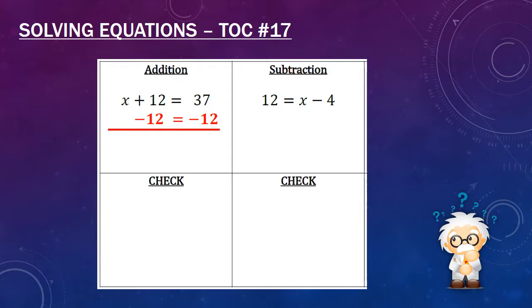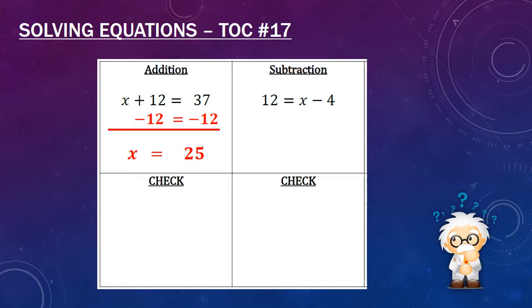Once I do that, 12 minus 12 is the inverse property, and it equals 0. So on that side, I'm left with just the x, which is what I want, and 37 minus 12 is 25. Now, once I have done that, I get my value. My answer says that x is 25. So the value of x is 25. That's my answer. That's what I would circle.